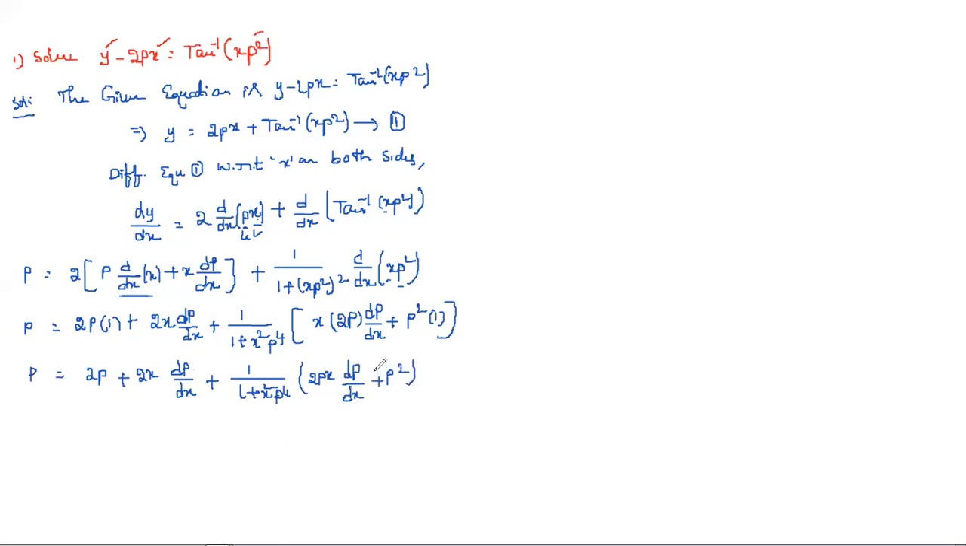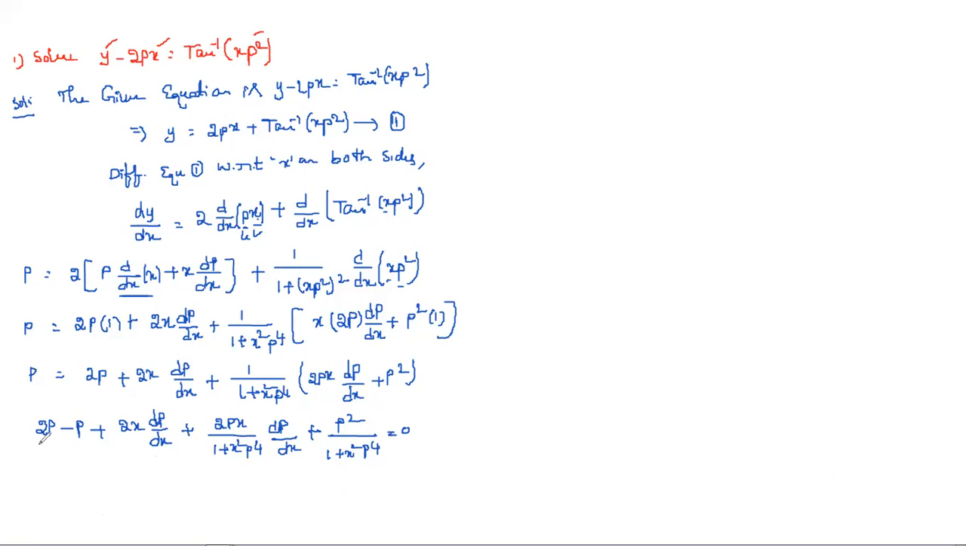plus p square. Now take all the terms to one side. So here, take this p to this side. Then what we'll get is 2p minus p, when it comes to this side, minus p, plus 2x into dp by dx, plus, here we can multiply the term 2px by 1 plus x square p power 4 into dp by dx, plus p square by 1 plus x square p power 4. I just took all the terms to one side and I multiplied this term instead of the two terms. Then I got this.